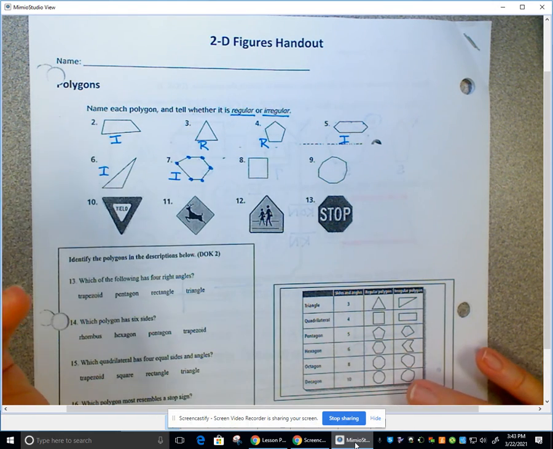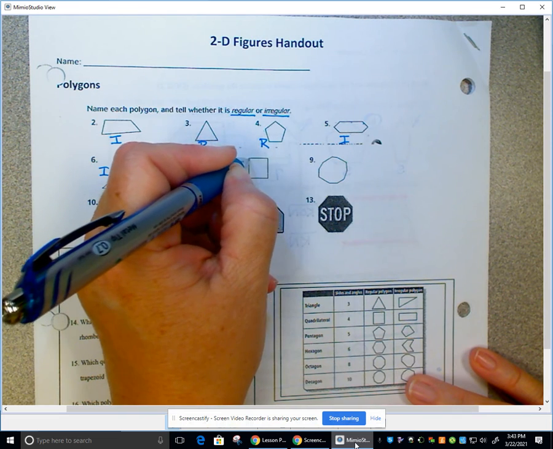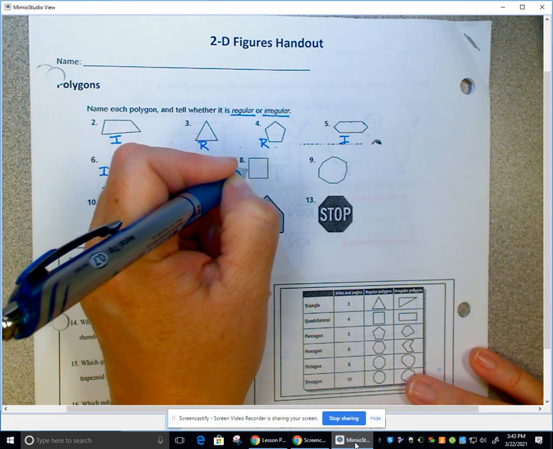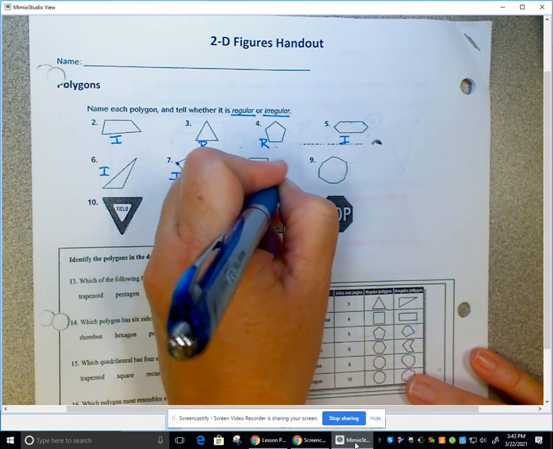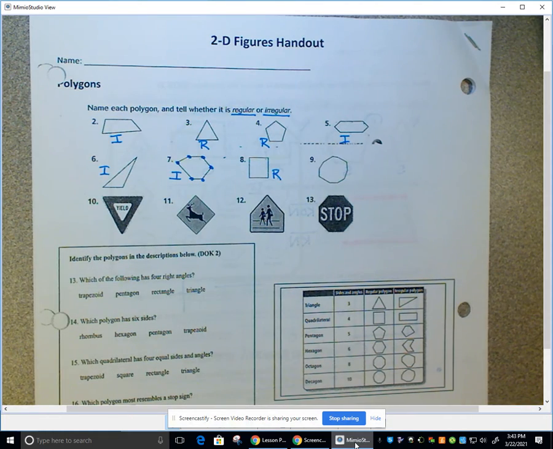Look at number 8. All of the sides are exactly the same. All of the angles are 90 degrees. So that would be a regular square, a regular quadrilateral.